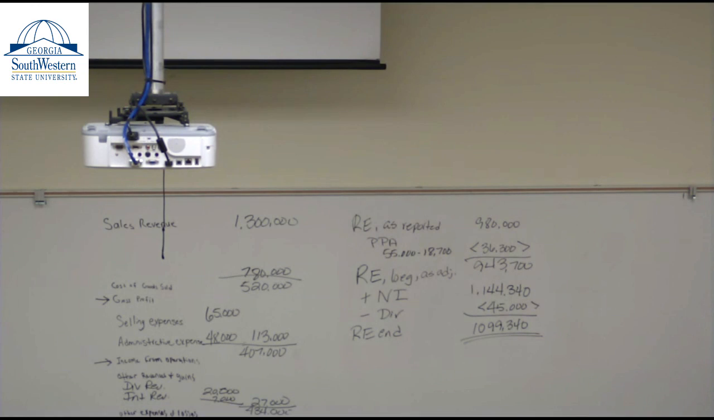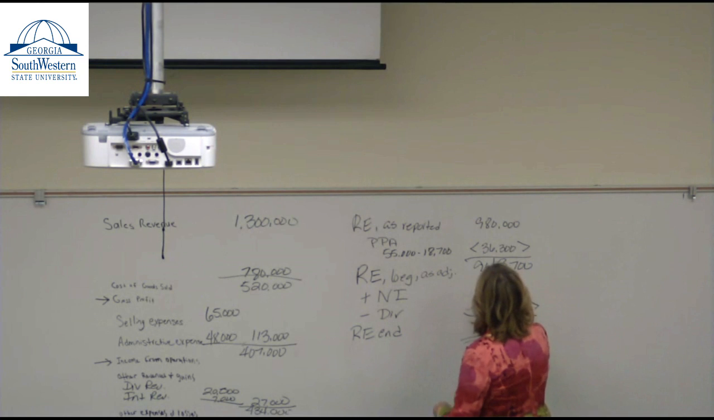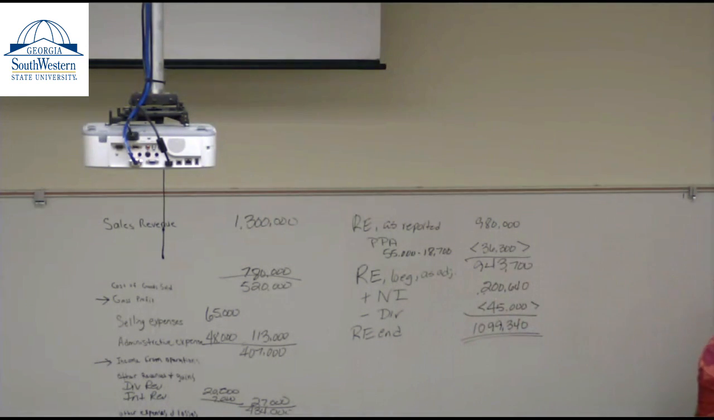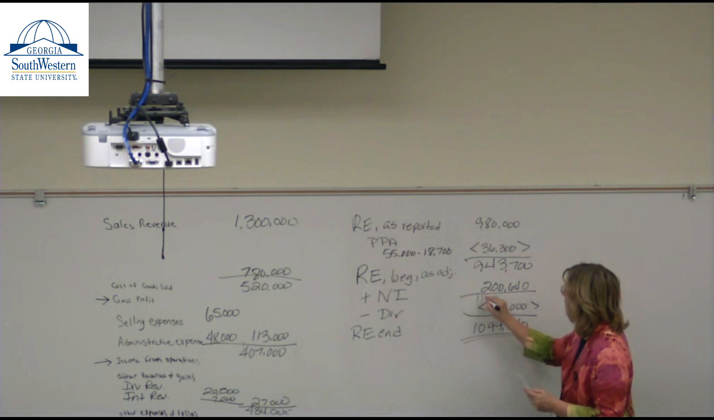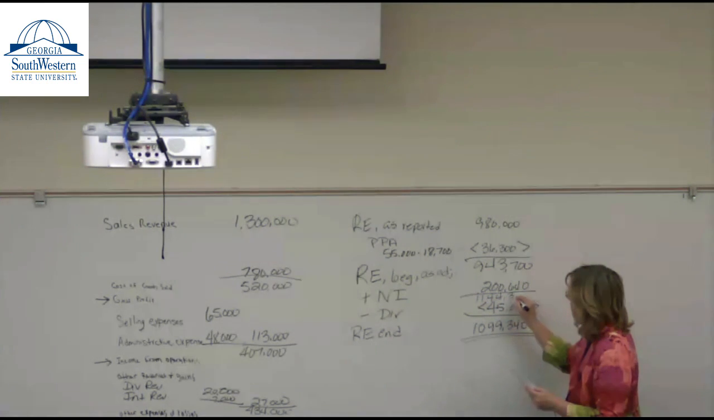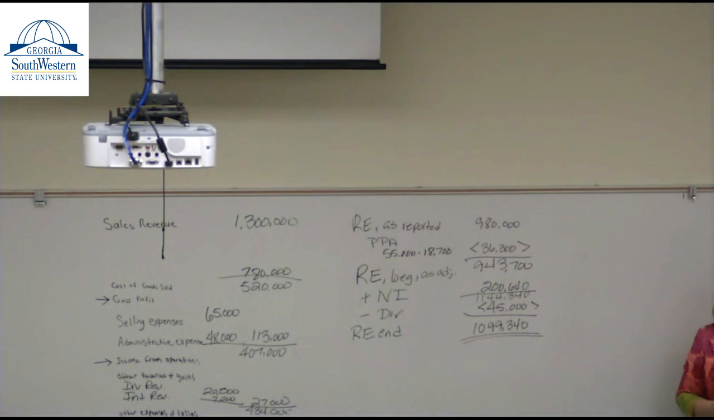We did have 200,000. Yeah, I wrote the wrong number there. 200,640. Let's see if I wrote the rest of the wrong numbers there. Oh yeah, and then this is 1144, 340. Yeah, okay.